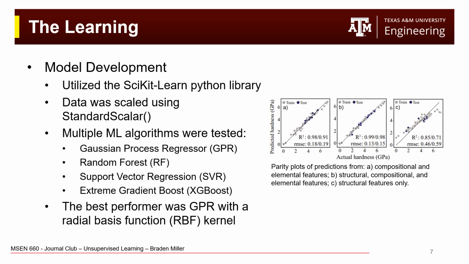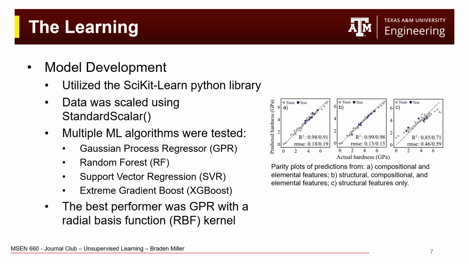And then for their model development, they just used the scikit-learn Python library. Data was all scaled using the standard scaler. They tested multiple machine learning algorithms. A few of these were the Gaussian process regressor, GPR, random forest or RF, support vector regression or SVR, and extreme gradient boost, XGBoost. Their best performer was the Gaussian process regressor with a radial basis function for the kernel.